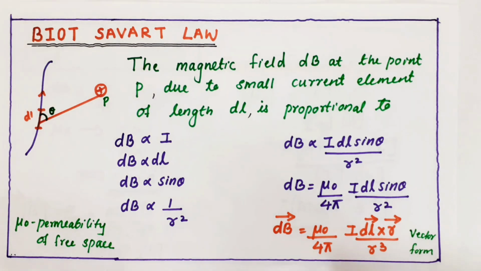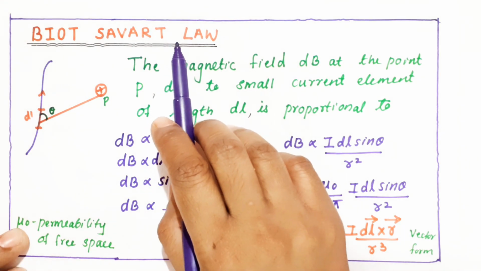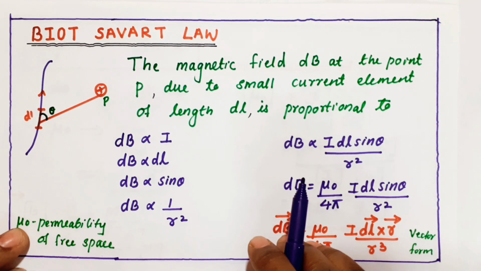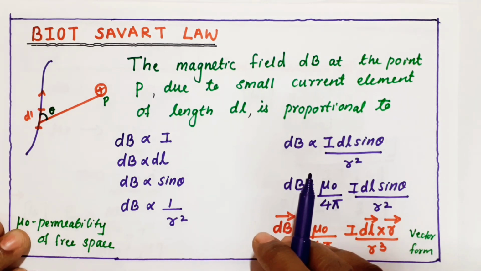In this video, moving charges and magnetism, part 4, I am discussing the Biot-Savart law. What does this law give? This law is used to find the magnetic field due to a current carrying conductor. So how to find the magnetic field?